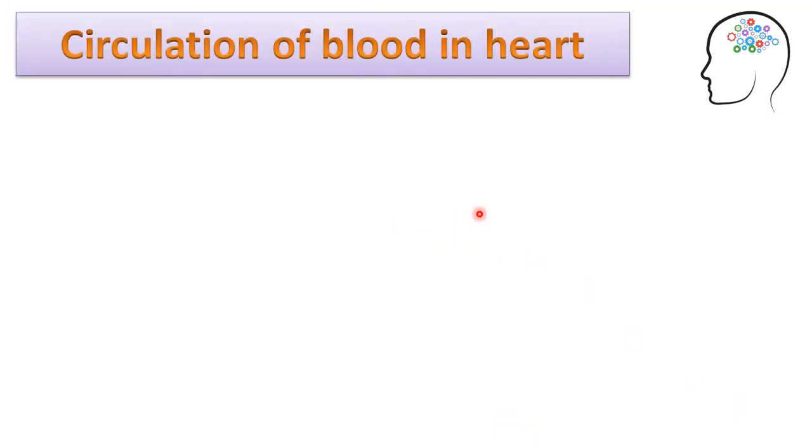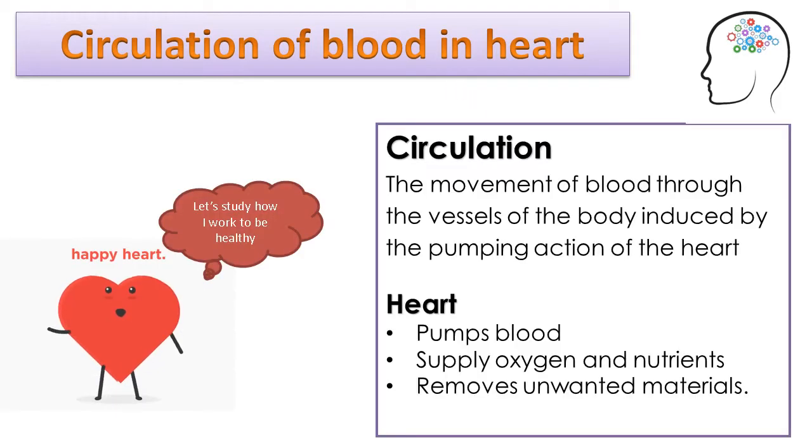Hello children, today we will study how blood is circulated in our heart. Starting from the simple definition, what is circulation? It means movement of important materials which are oxygen, carbon dioxide, nutrients along with the oxygen. The circulation occurs in our heart.